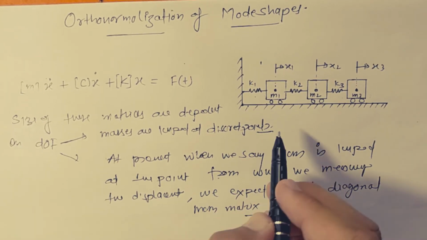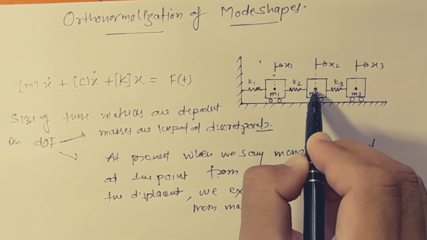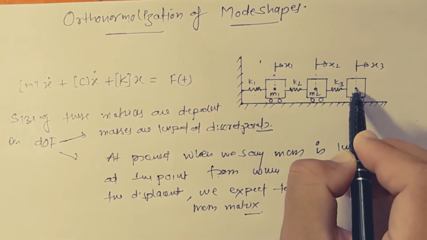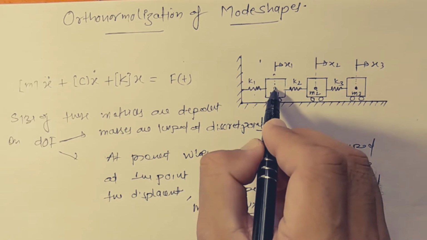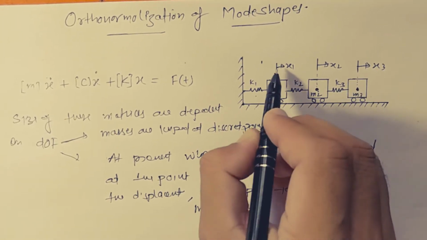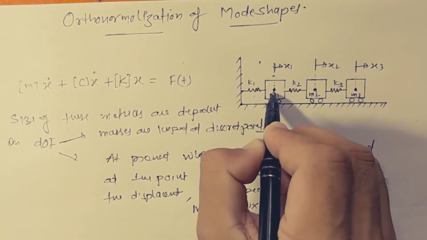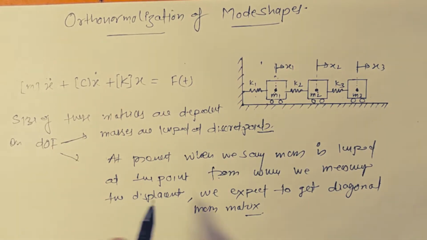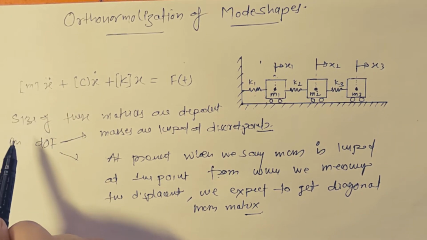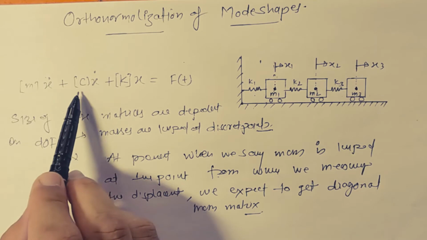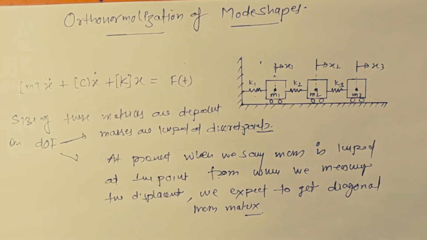What does it mean? If this is the equilibrium position of mass 1, this is mass 2, and this is the equilibrium position for mass 3, and we say that these masses are lumped at these points, and we are measuring the displacement from only these points where the masses are lumped, then in this case we get the diagonal mass matrix. But it's not necessary that we get a diagonal stiffness matrix and diagonal damping matrix.